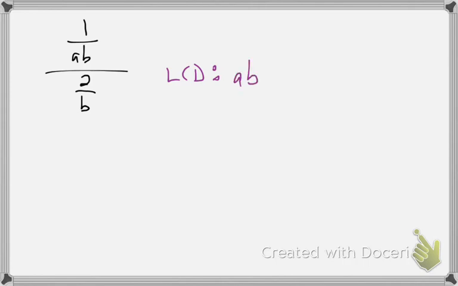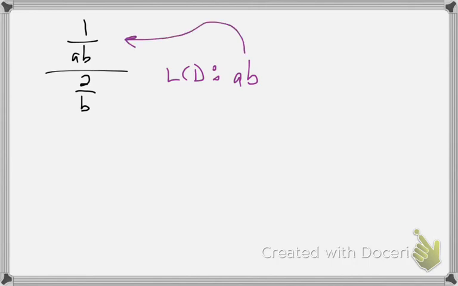So if we looked at their example, 1 over AB over 2 over B, we get the LCD from all of the denominators within the complex fraction. So what is your LCD for AB and B? AB, not the GCF, the LCD. Right? For AB and B, the LCD is AB. You guys on board?